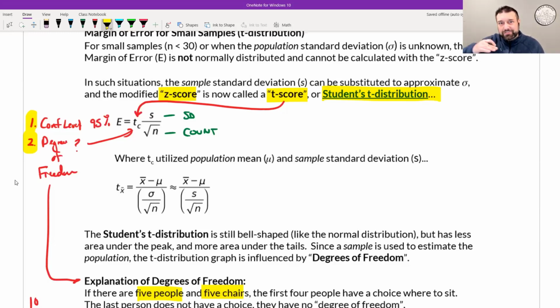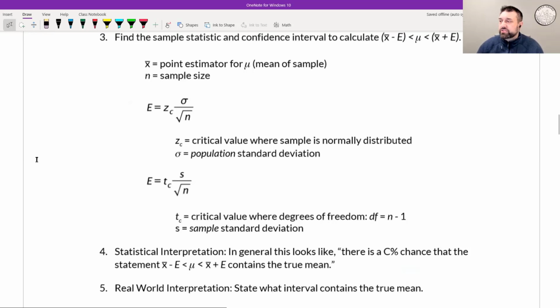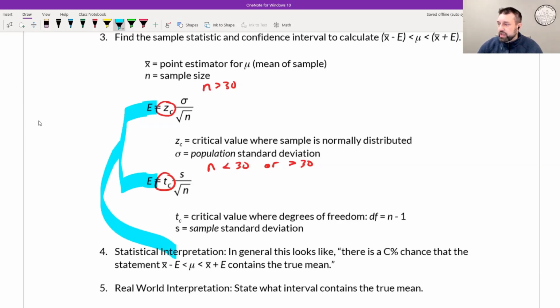So there are a lot of steps in this process, okay? As you're working on these problems, here's the difference. So again, if your n value is greater than 30, you want to throw in a z-score. If your n value is less than 30, you want to use the t-score, or greater than 30 as well. So the t-score works universally. It works for everything. And then once you calculate this margin of error, regardless of which one you use, you're going to subtract it from the mean to get the lower bound. You're going to add it to the mean to get the upper bound.